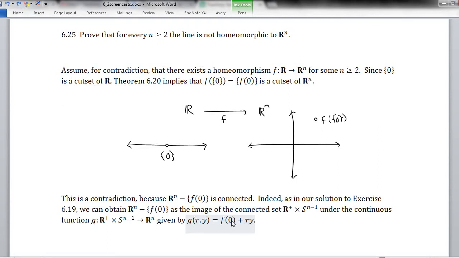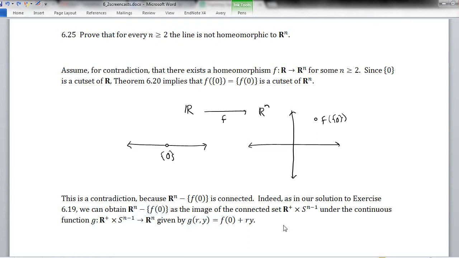Okay. So if you think about all of the spheres you get for all the different possible r values, those spheres fill up the entire n-dimensional space except for that point at the center of all of them, f of 0. So the union of all those spheres, the image of this function g, is Rn minus f of 0.